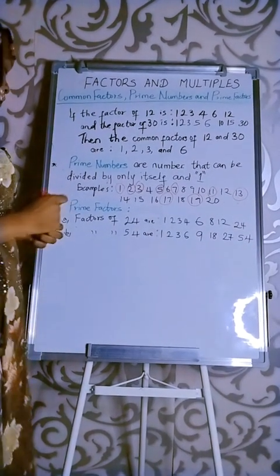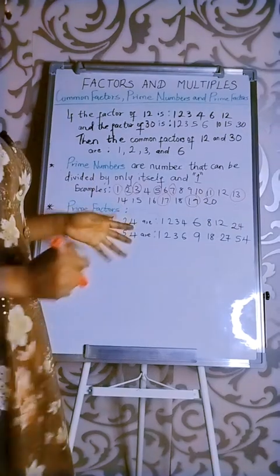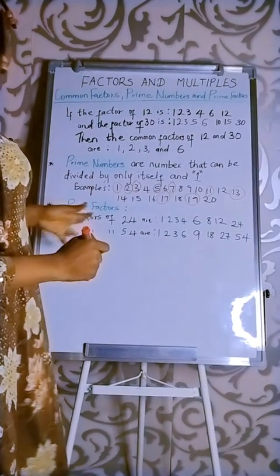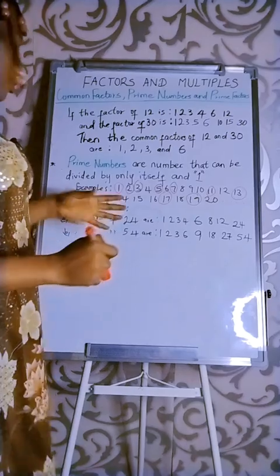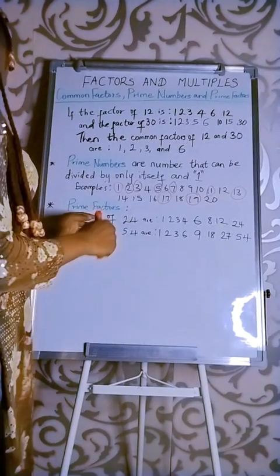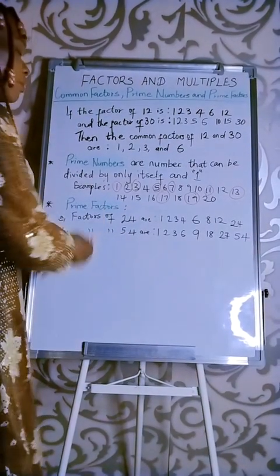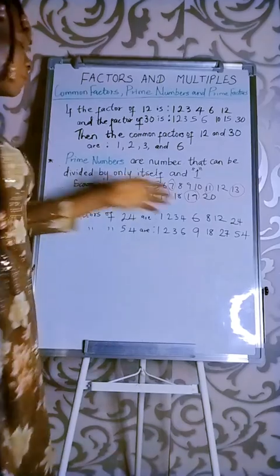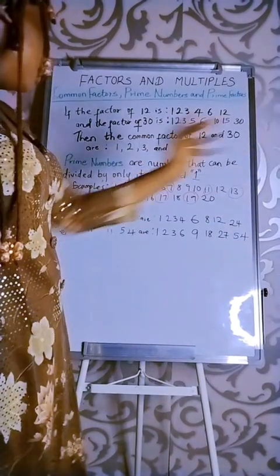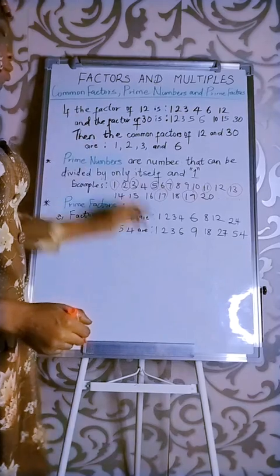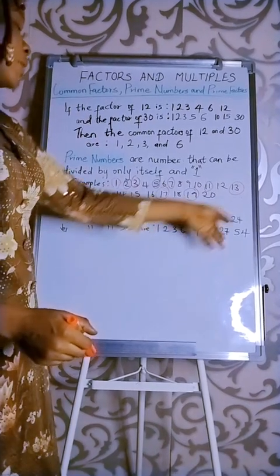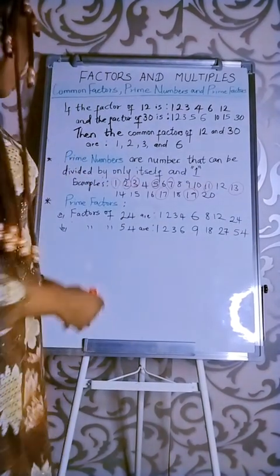So for prime factors, let's bring out the factors of 24. We can use any number. So let's use 24 and 54. Factors of 24 are 1, 2, 3, 4, 6, 8, 12, and 24. Factors of 54 are 1, 2, 3, 6, 9, 18, 27, and 54.